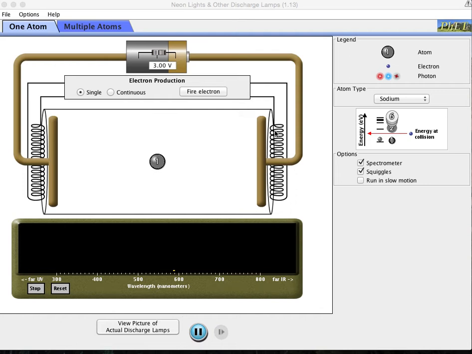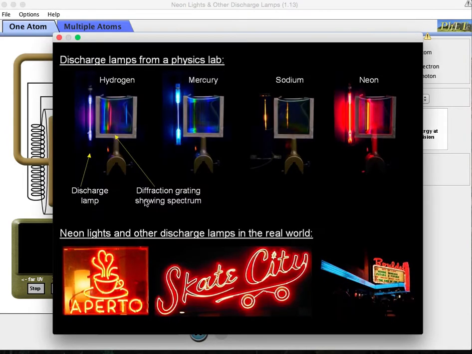Hello fellow students, today I'm going to be talking about neon lights and other discharge tubes. Discharge tubes are nothing but tubes of low pressure gas through which an electric current is passed. And this simulation actually has a picture of different discharge lamps that have different colors because of the different elements or the different gases in them. There's hydrogen and a mercury lamp and a sodium lamp and a neon light, which we usually see and appreciate.